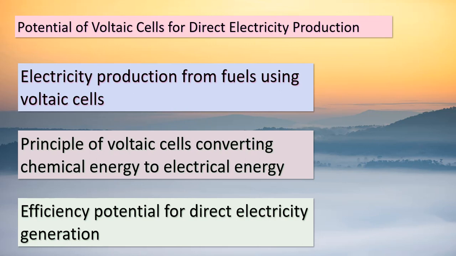Voltaic cells operate based on a fundamental principle: the conversion of chemical energy into electrical energy. This presents an exciting possibility for a more efficient way to generate electricity. While the combustion to electricity conversion method we discussed earlier reaches a maximum efficiency of 40%, voltaic cells have the potential to achieve greater efficiency. This means we can unlock more of the energy stored in fuels. Isn't that astonishing? Let's continue our journey of discovery.